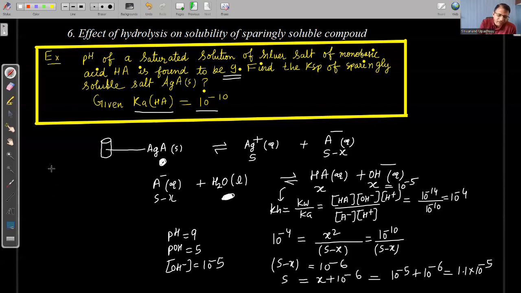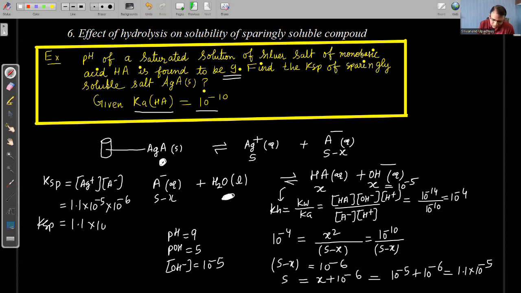And they are asking, what is the Ksp of this salt? So Ksp of the salt means concentration of Ag plus ion into concentration of A minus ion. The concentration of Ag plus ion is S, and the value of S we have calculated is 1.1 into 10 to the power minus 5, and the value of A minus ion concentration is S minus X, which is 10 to the power minus 6. So if we simplify, we'll get that the Ksp value is equal to 1.1 into 10 to the power minus 11. Right, so this is the best question regarding hydrolysis.